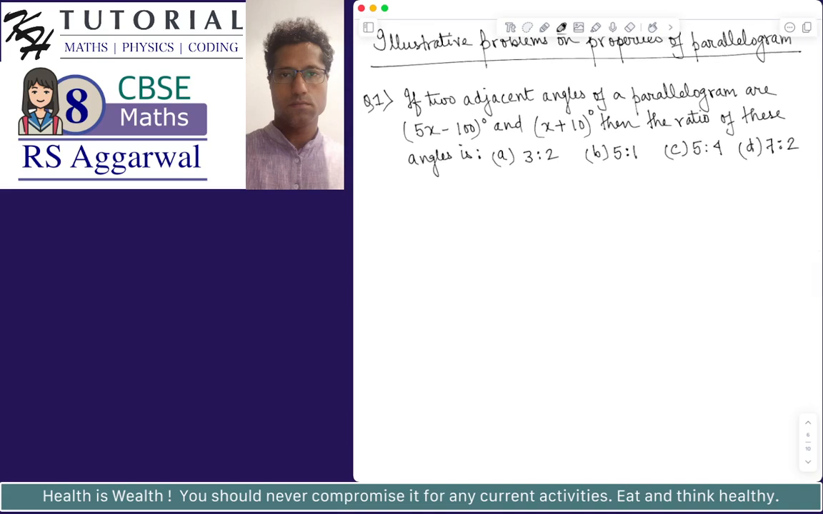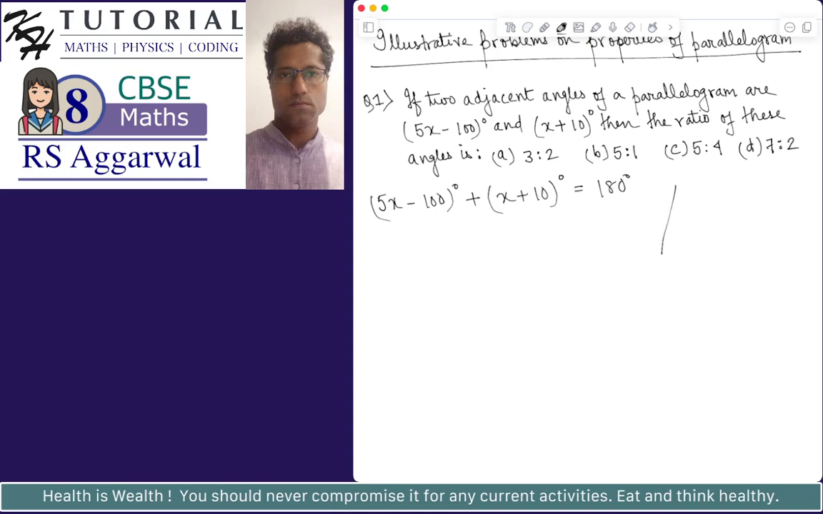Okay, question 1 says, if two adjacent angles of a parallelogram are 5x minus 100 degree and x plus 10 degree, then the ratio of these angles is... It is talking about two adjacent angles of a parallelogram. We know that the sum of every pair of adjacent angles of a parallelogram is equal to 180 degree. So we can say that 5x minus 100 degree plus x plus 10 degree should be equal to 180 degree.